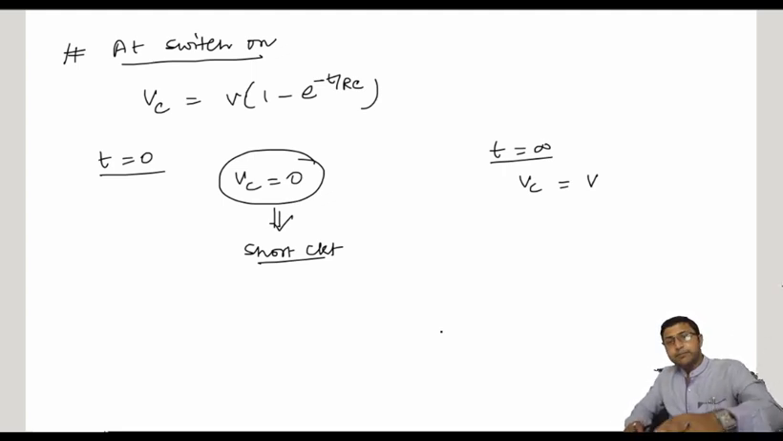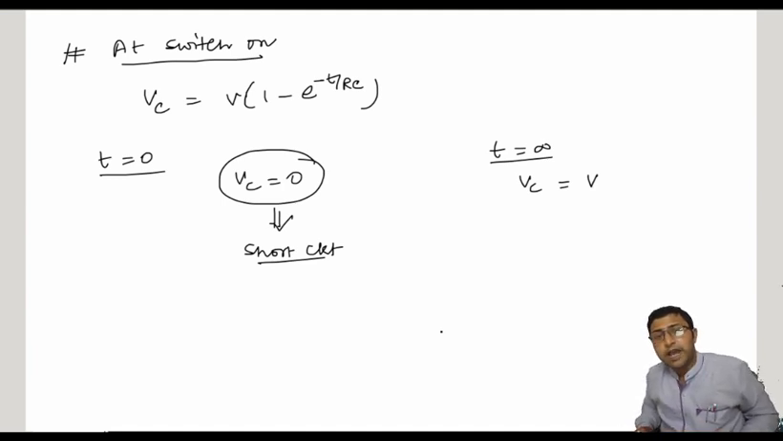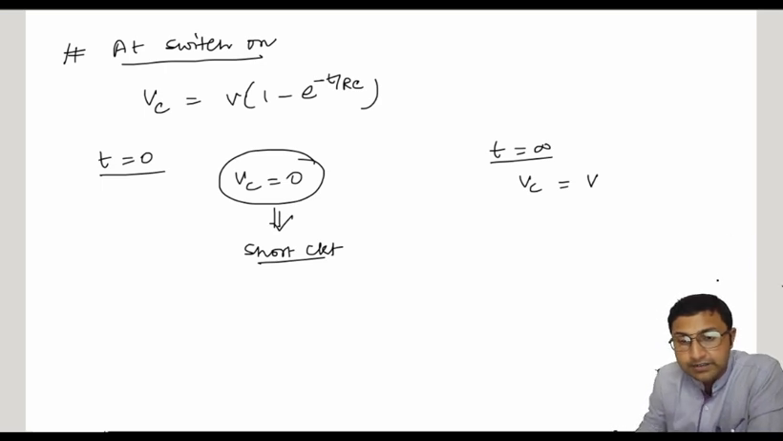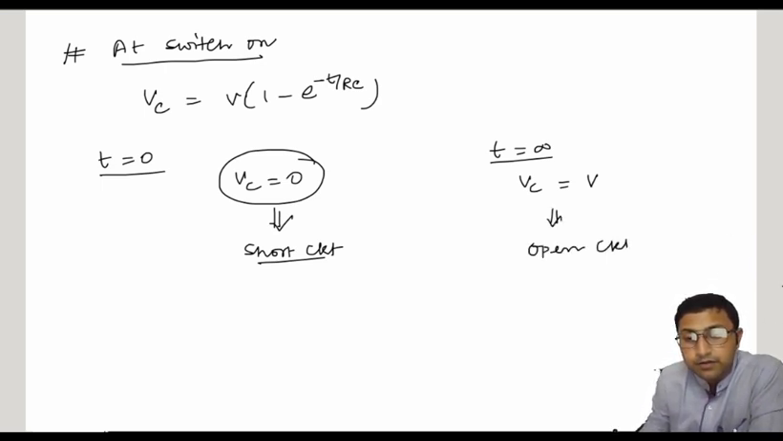And finally, the voltage across the capacitor appears as the same DC voltage. That means there is no potential drop across the capacitor. The same DC voltage is shown over here. That means at final stage, the capacitor is basically open circuit.